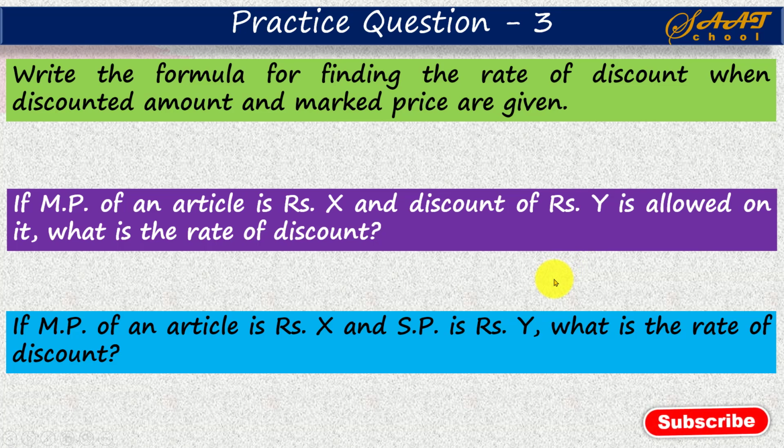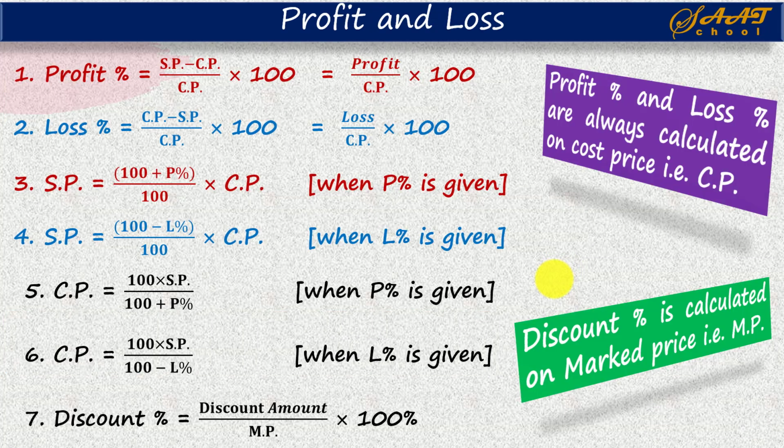So let's rewind. This is what we discussed in the first video. To find rate of discount, we have discount amount divided by MP, which is mark price, and multiplied by 100%. So again, to find discount rate, we calculate on mark price, meaning divide by mark price to find rate of discount. Discount amount divided by mark price. So now let's solve.